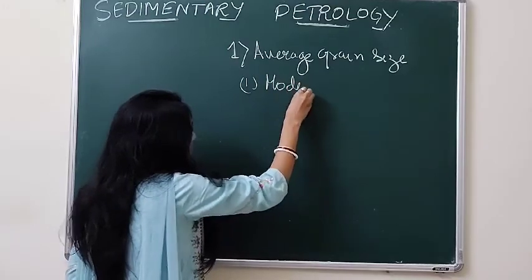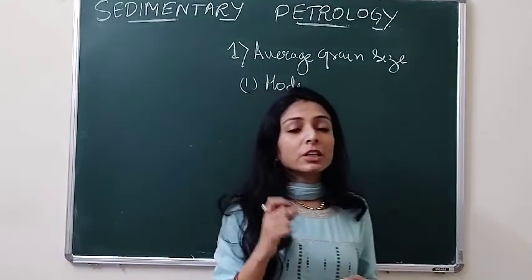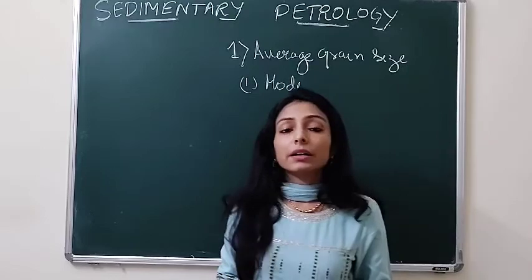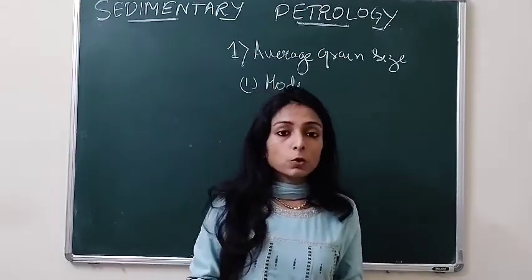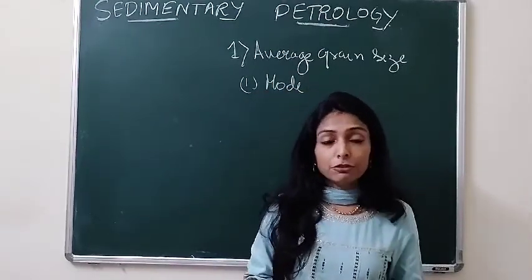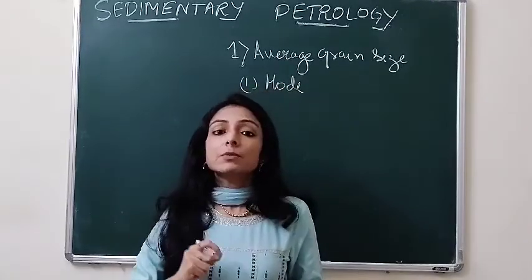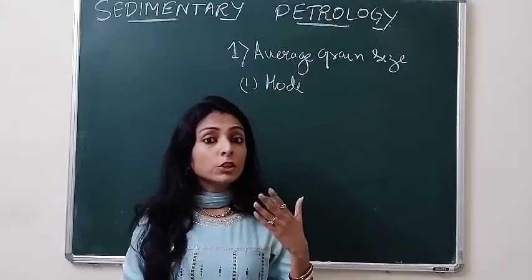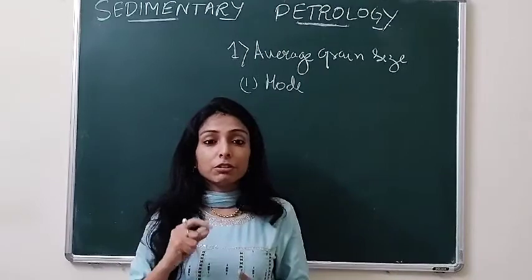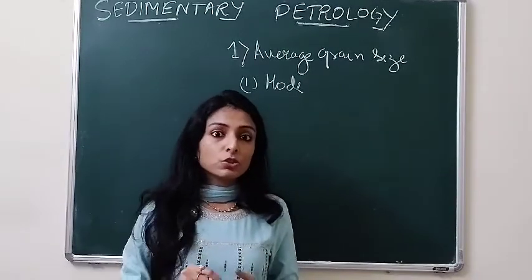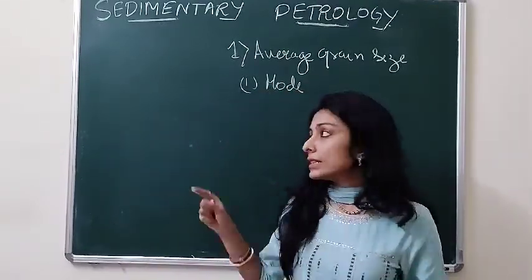mode. Now what is a mode? A mode is the most frequently occurring grain size particle in the population. Okay, so in a cumulative frequency graph, it will obviously be the steepest point in the graph, whereas in the frequency graph, it will be the highest peak which you have. Okay, so this is what mode is.